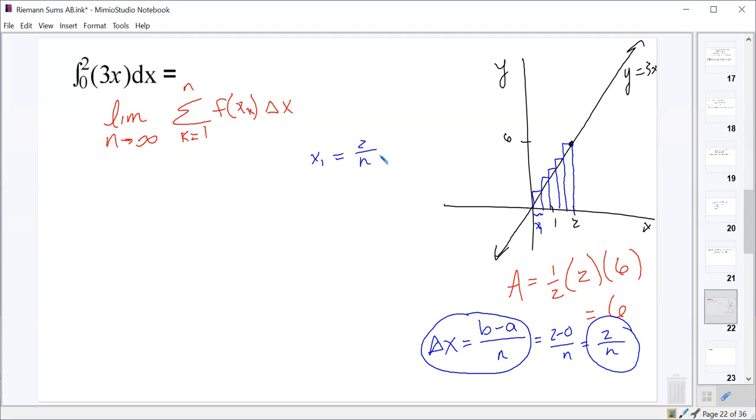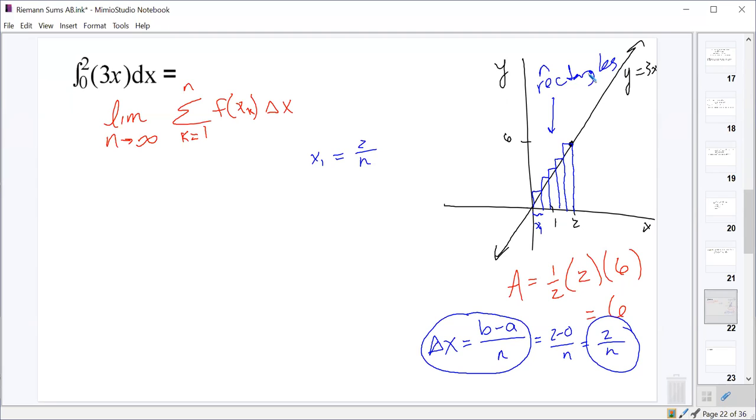Okay, so suppose I had 100 of them in here. That x sub 1 would be 2 over 100. If I had 500, it would be 2 over 500. I have n of them, so it's 2 over n. You're right in saying it's 2 over 5 for the picture I've drawn, but let's just say there are n rectangles.